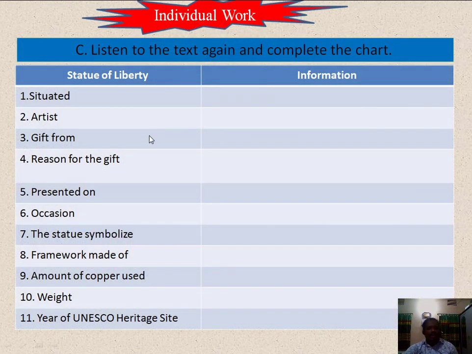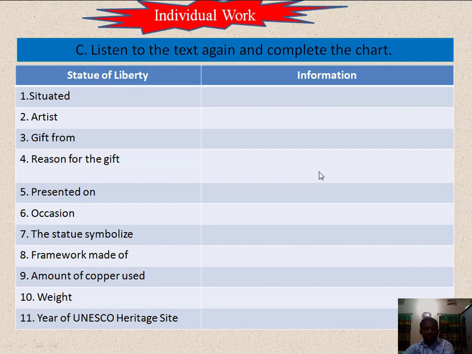Okay, let's now read the text again and complete the information given here. I will give you 5 minutes. You will pause the video for 5 minutes and write down the answers here, and after 5 minutes you will check them with the answers I've given.